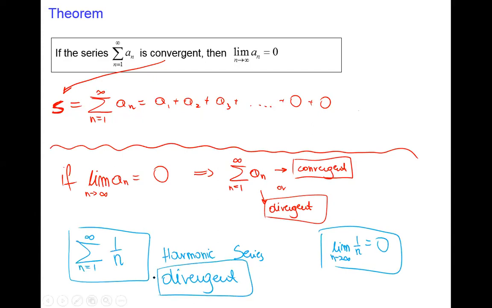Please remember, if the limit of the terms is 0, we may have convergence, but we know nothing about convergence. We still have to use different tools. But if it is convergent, we can always say the limit is 0, always. There's no other option. The harmonic series has the limit 0 of the sequence, but is divergent.